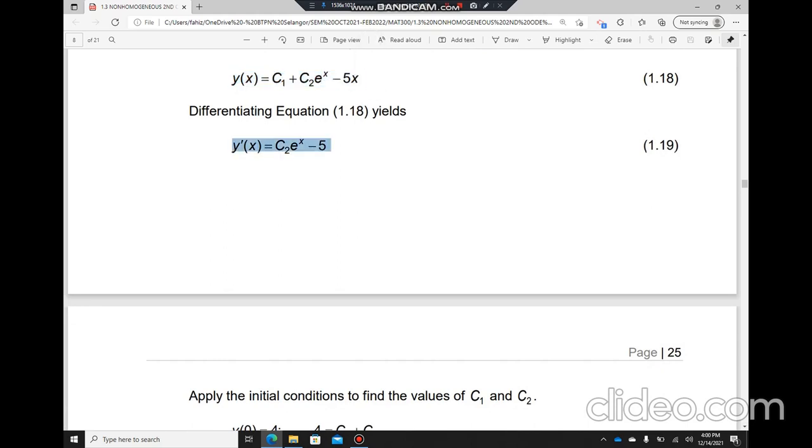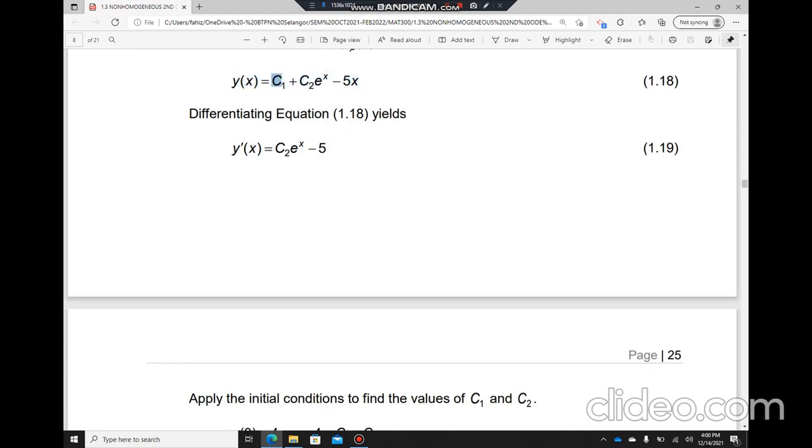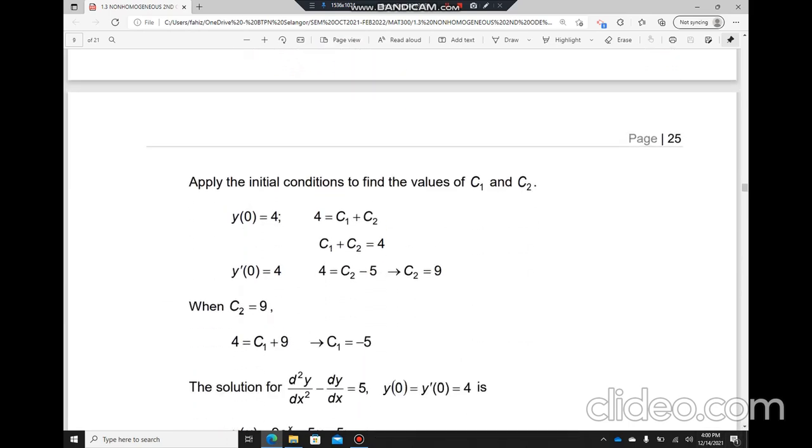Cari Y prime. Differentiate C1 dapat 0, differentiate C2EX dapat C2EX, sebab C2 ni constant kekalkan, differentiate EX dapat balik EX, and then differentiate minus 5X dapat minus 5, sebab differentiate X dapat 1. Okay, so bila dah dapat equation 1.18 and 1.19, masukkan nilai ni.